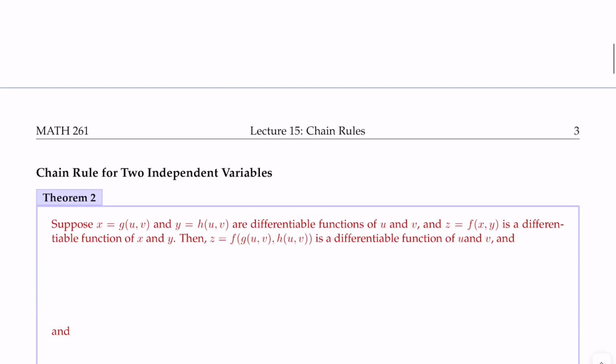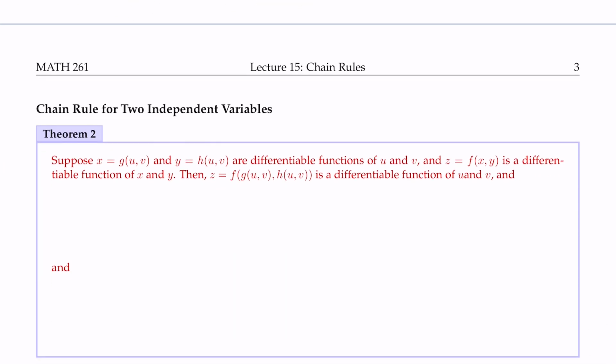Now I'm going to move on to the next topic, which is chain rule for two independent variables. Again, in this context of independent variable, I meant that x depends on two parameters, u and v, and y also depends on two parameters, u and v. So suppose x is equal to g of u comma v, and y is equal to h of u comma v. These two functions are differentiable functions of u and v, and z equal to f of x y is a differentiable function of x and y. Then z equal to f of g of u v and h of u v is a differentiable function of u and v.